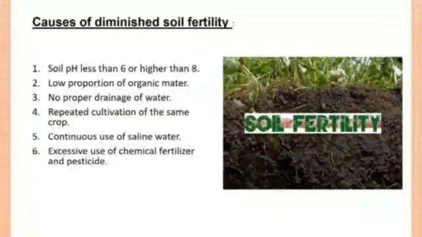And the last one is continuous use of saline water, excess use of chemical fertilizer and pesticide. As we all know, the soil texture is disturbed if chemical fertilizers are used excessively, and that land becomes unsuitable for sowing. Crops should be rotated in order to maintain the fertility of the land.